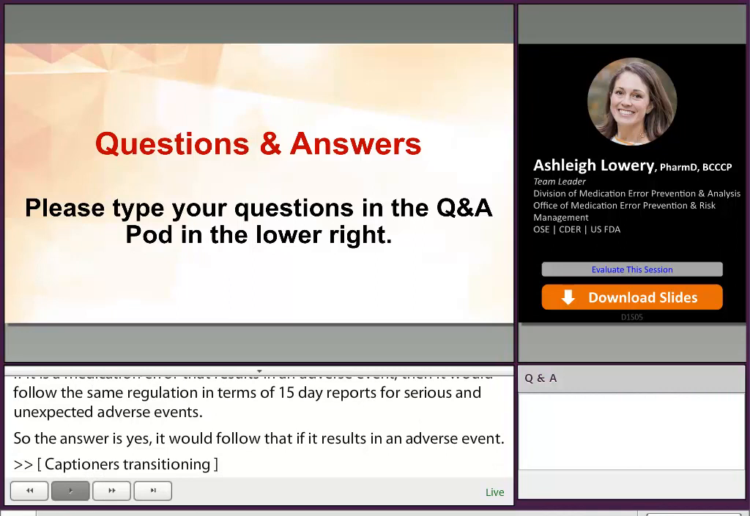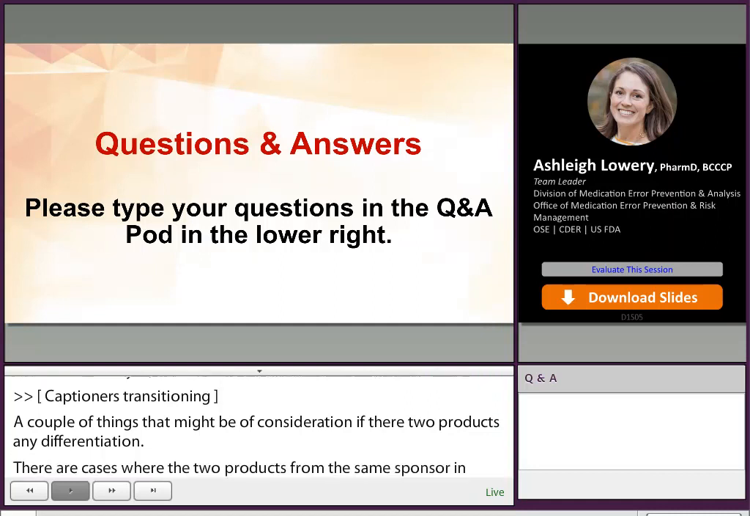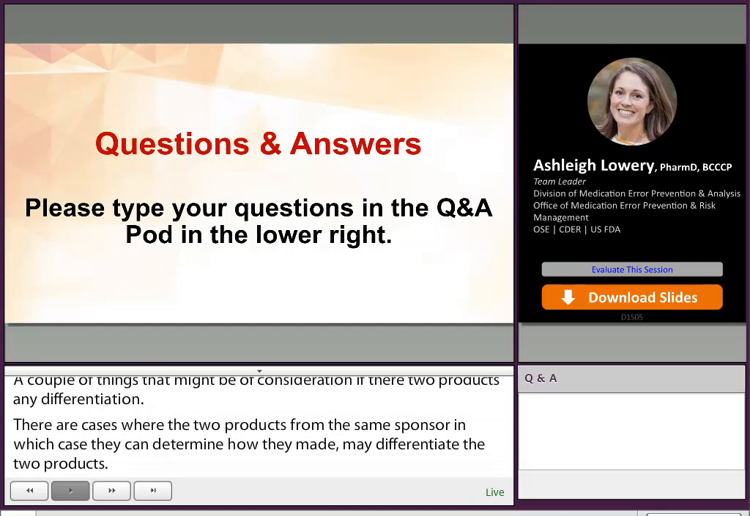That's a great question. A couple of things might be of consideration if two products are being confused with each other and need some differentiation. There are cases where it's two products from the same sponsor, in which case they can determine how to differentiate those two products or two strengths of a single product. But when it's two different products from two different companies, the change is requested of the most recently approved product.